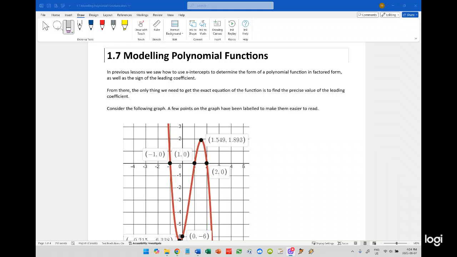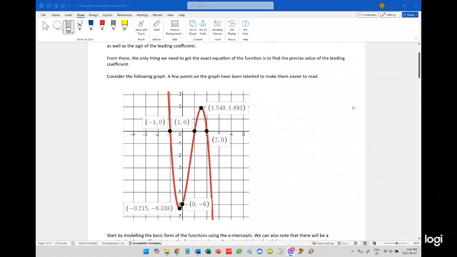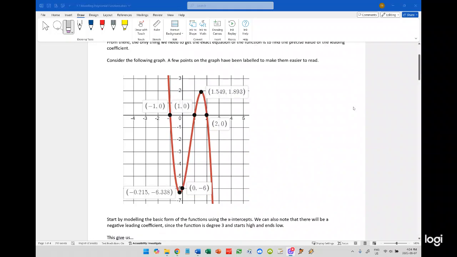What we want to be able to do is take a look at a graph, and maybe it's a nice mathematical graph like this, or maybe it's just a bunch of data that we collected about some random thing, but something we want to find a model for, to come up with an equation to represent it. So we've already seen how to basically deal with this. We know that there's a lot of important stuff about the x-intercepts when it comes to expressing the equation for the function in factored form.